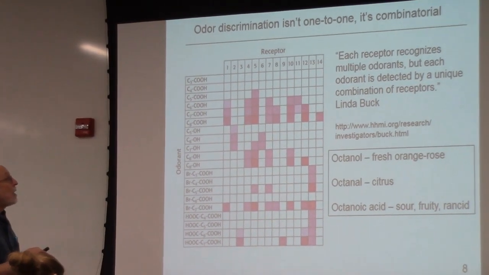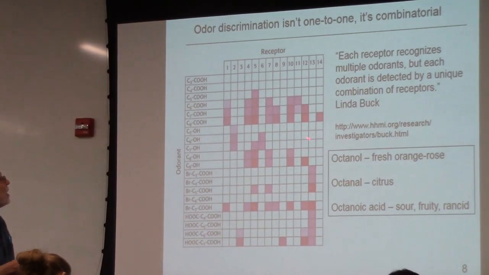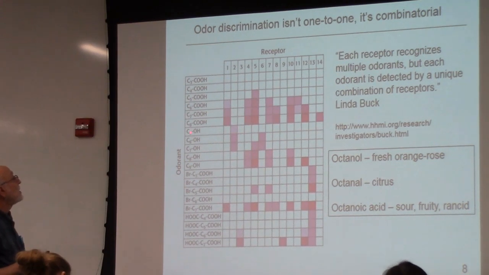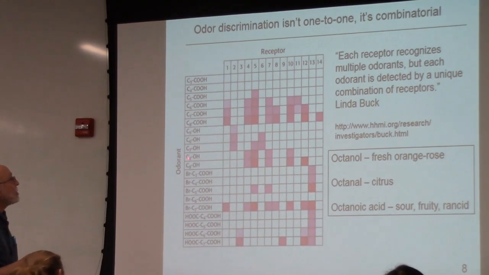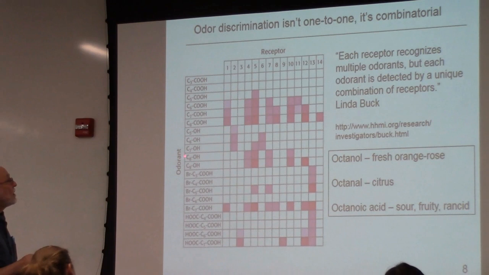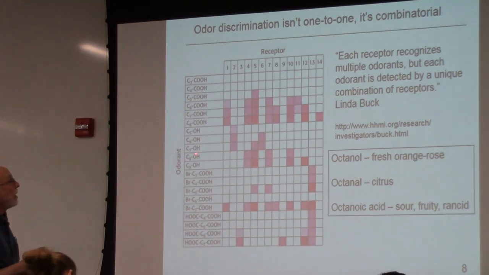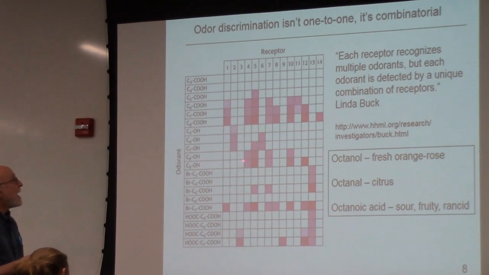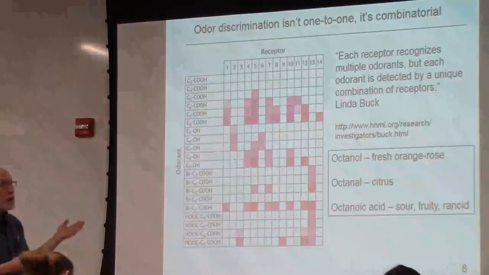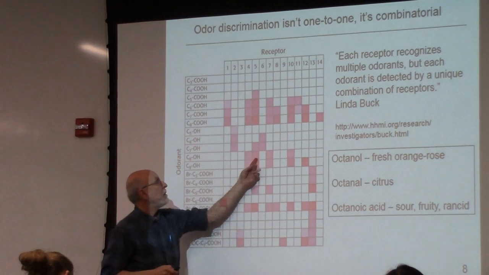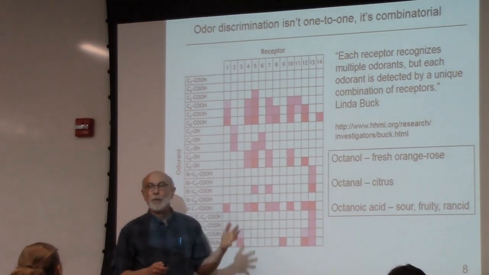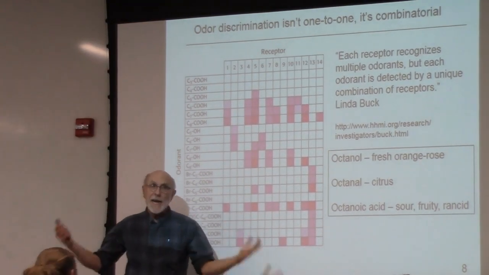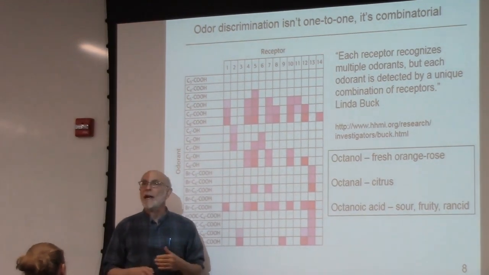So if you smell, for example, octanol, where's octanol? C8OH, there's octanol, C8OH, that is the structure of octanol. It smells orange rosy. It activates 4 different receptors, one of them stronger than the other 3. That combination is what we interpret as orange rosy.